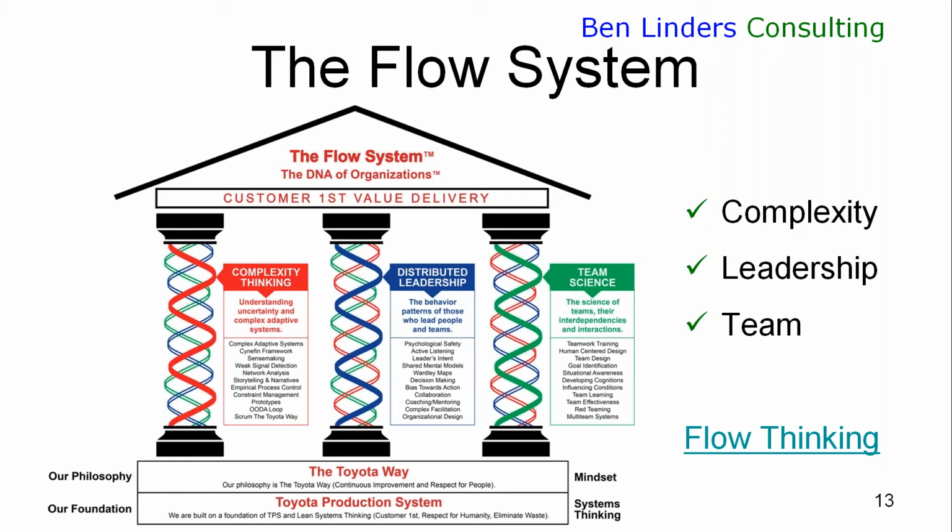Some of them are listed in the picture. So, for instance, Cynefin is something that can help to deal with complex systems, sense making. You can look at Scrum the Toyota way, which is a Scrum approach that Toyota has defined, which fits into the Toyota production system. Again, these are things that can help you to deal with complex problems, complex systems. The other thing in the flow system is distributed leadership. It explicitly states that the leadership is going to be distributed.